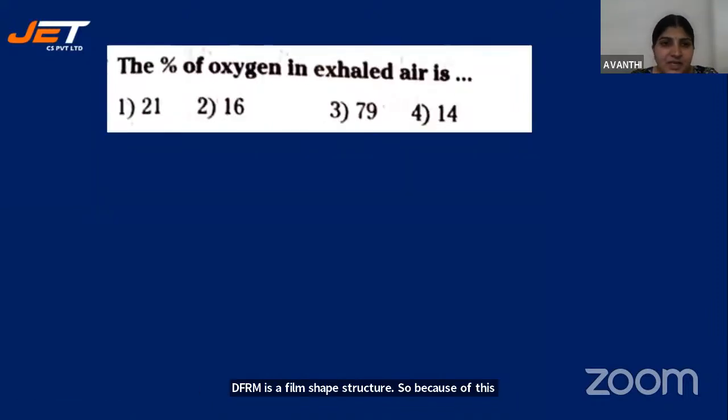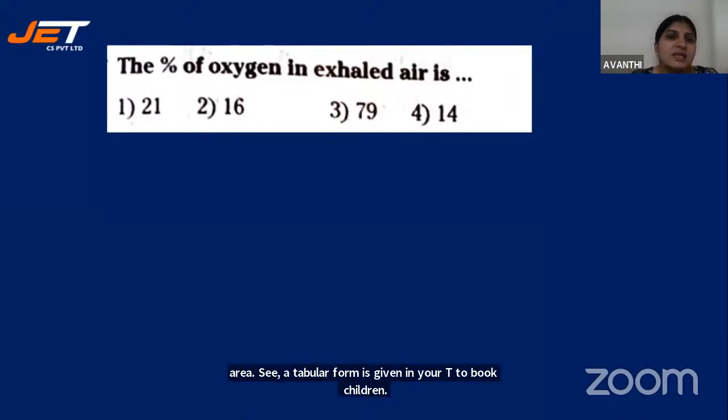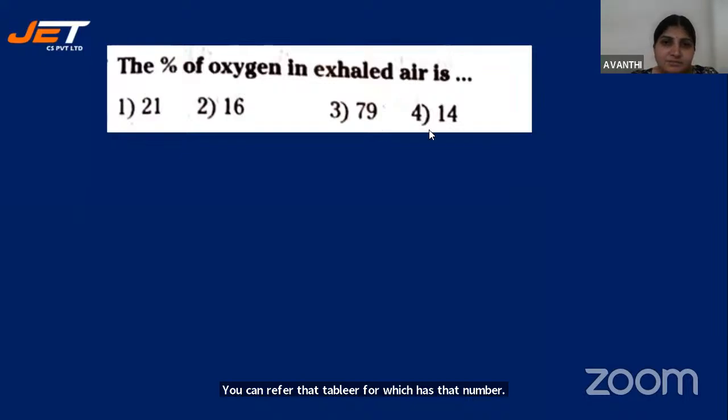Okay, then the percentage of oxygen in the exhaled air. See, a tabular form is given in your textbook, children. You can refer to that tabular form, which has that number. 21, 16, 79, 14. Yes, 2. 2 is the correct answer.